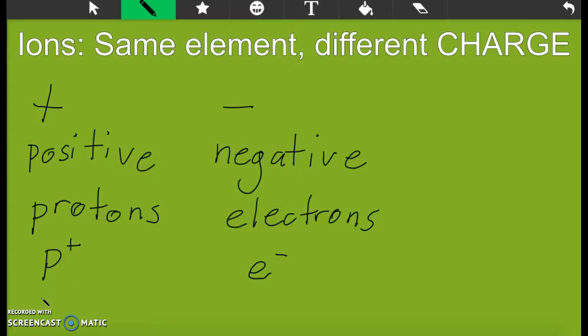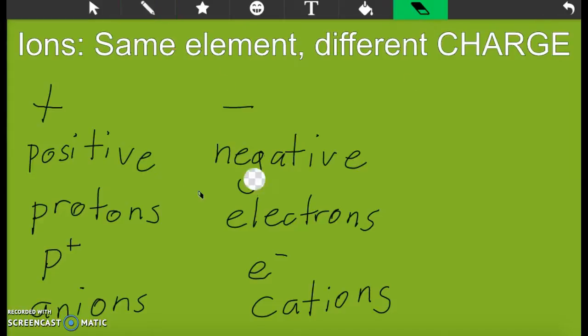Okay. And your charged particles are called anions and cations. So there's our vocabulary words that go with this. This is what leads into what an ion actually is.